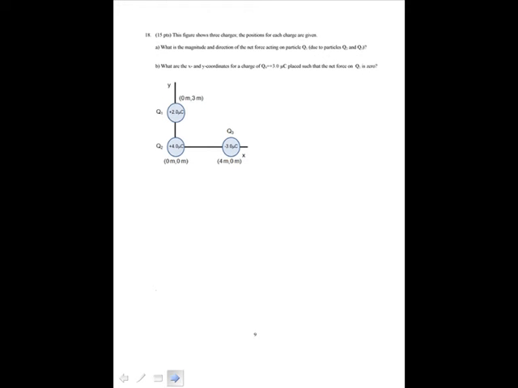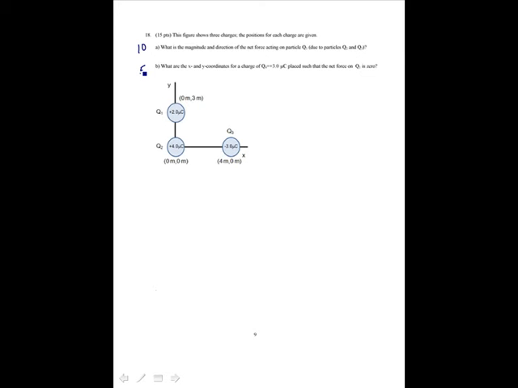Alright, this figure shows 3 charges. Positions for each charge are given. What is the magnitude and direction of the net force acting on particle Q1 due to particles Q2 and Q3? This part was worth 10 points, and this part was worth 5 points. I don't think anybody got part B, so I think everybody lost about 4 points on that part. I'm pretty sure nobody got it. But part A, many of you did get.